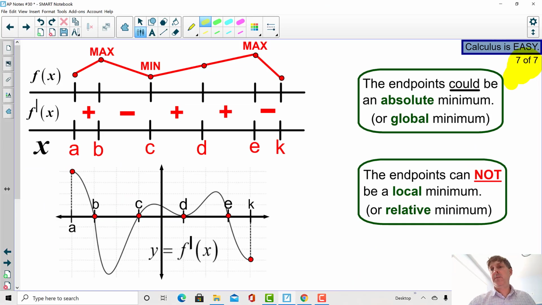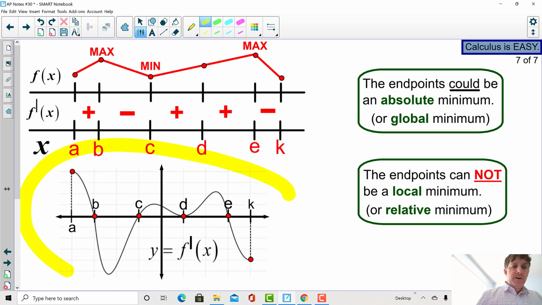Okay, this is our last example. It's question number 7 out of 7. Below, they give you a graph of the derivative. Again, be careful. That's not the graph of the original function. That's the graph of the derivative. We can use that graph to fill out our chart.